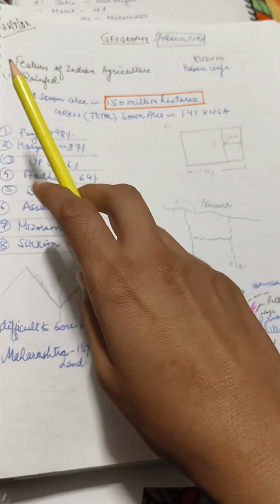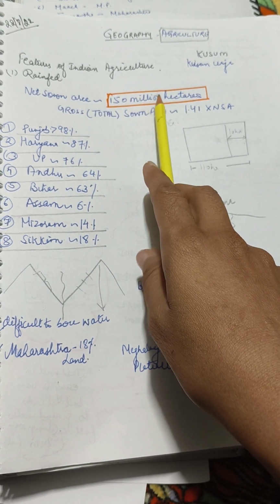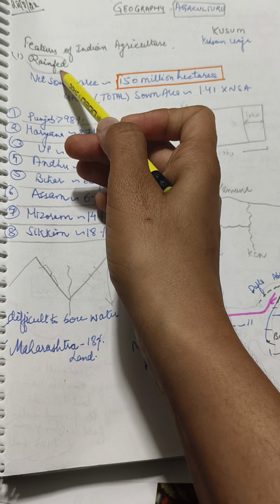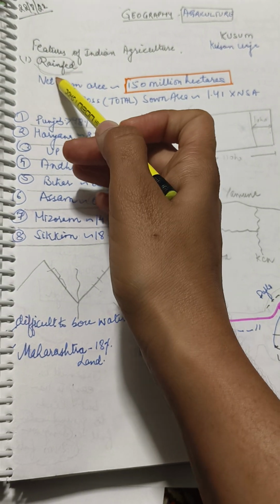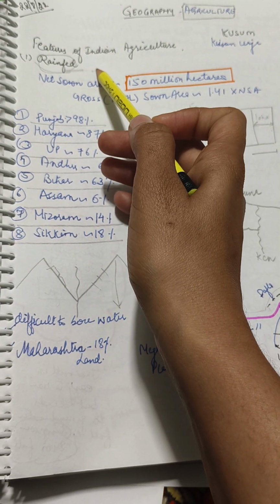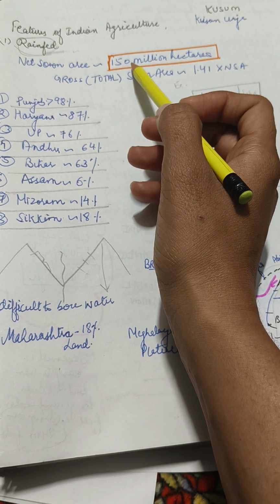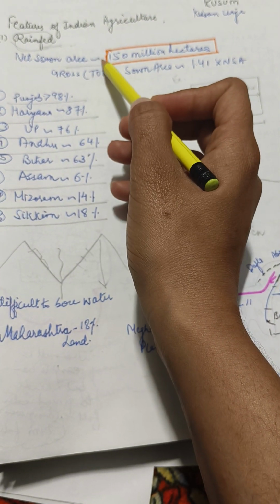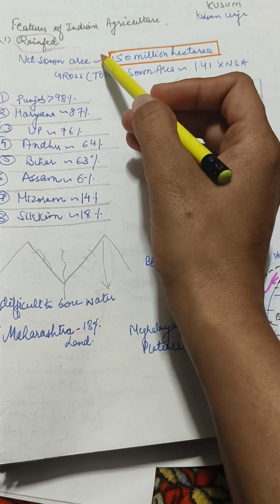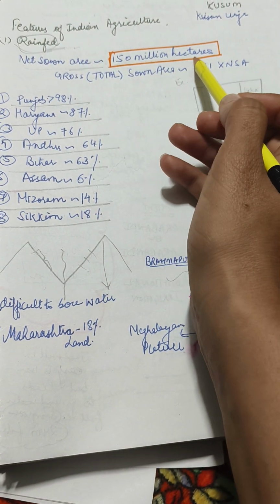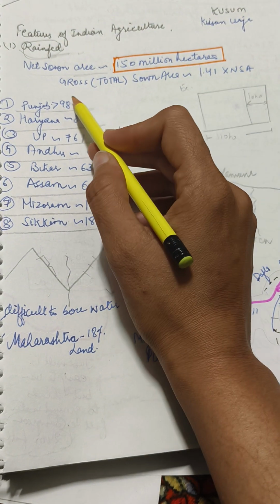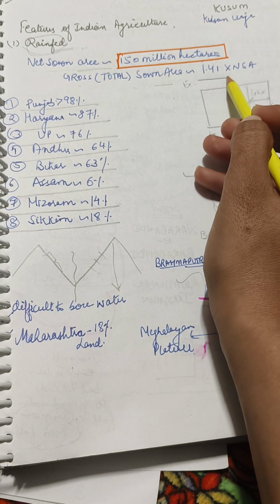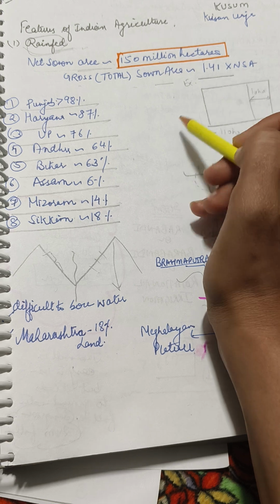So, the features of Indian agriculture: mainly in our geography, we say that it is mainly rain fed. Then the net sown area we find in India is around 150 million hectares, and that comes out to be a gross total, that is 1.14.